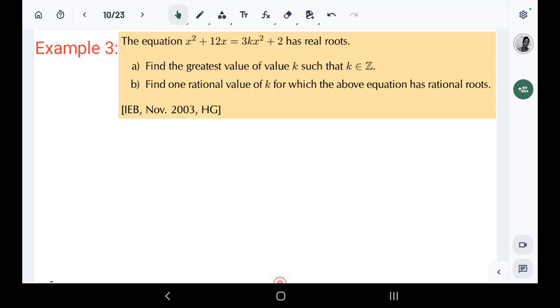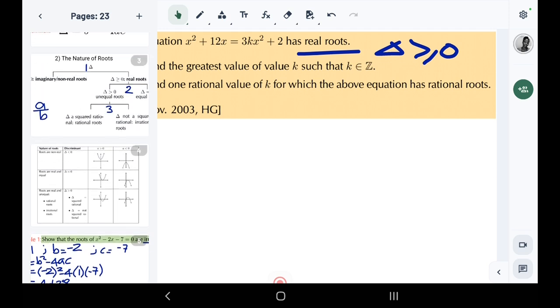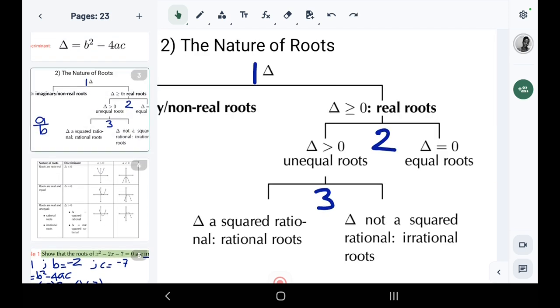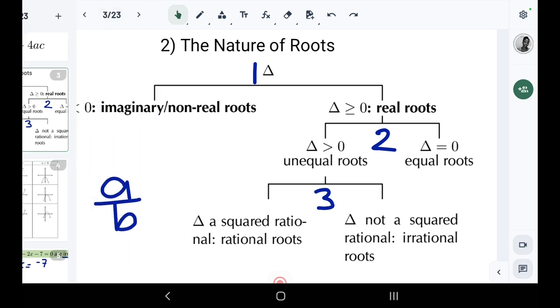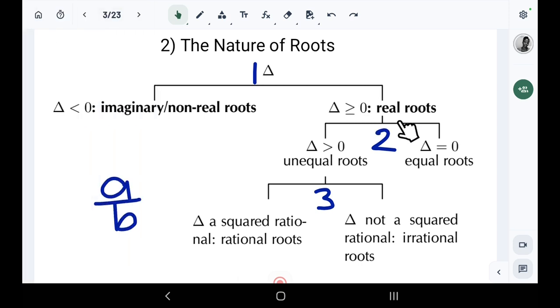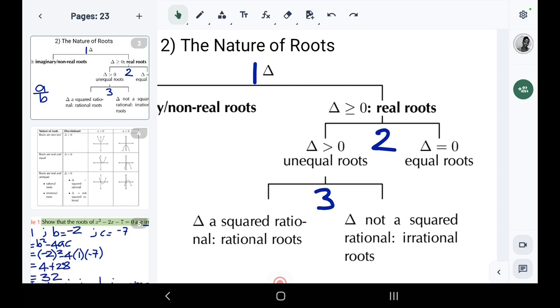Next question. The equation x squared plus 12x equals 3kx squared plus 2 has real roots. We are told it has real roots. And what is the condition for having real roots? That is when your discriminant is greater than or equal to 0. Yes, according to the diagram, you can go back to that just to verify for you. When are roots real, that's when your discriminant is greater than or equal to 0. There we go.